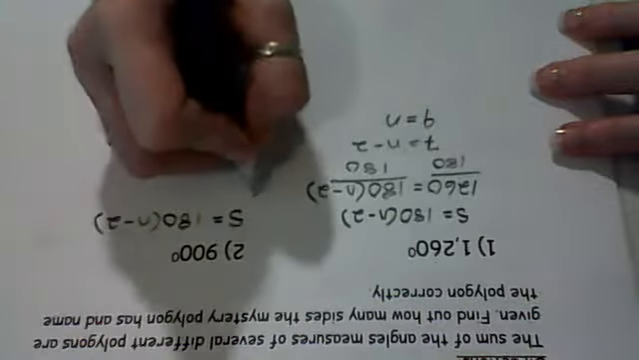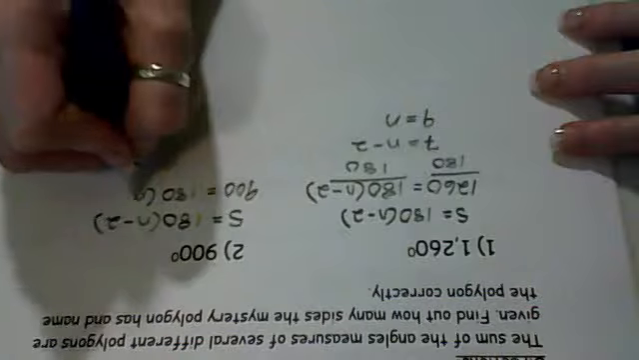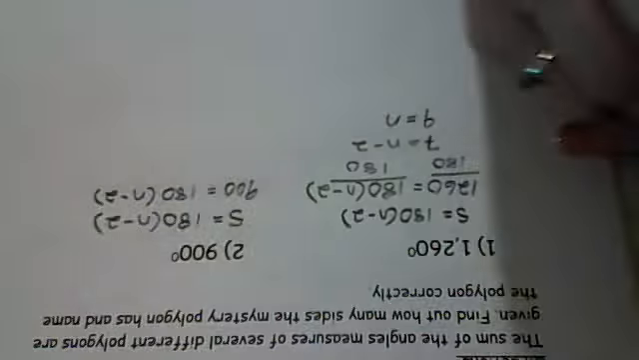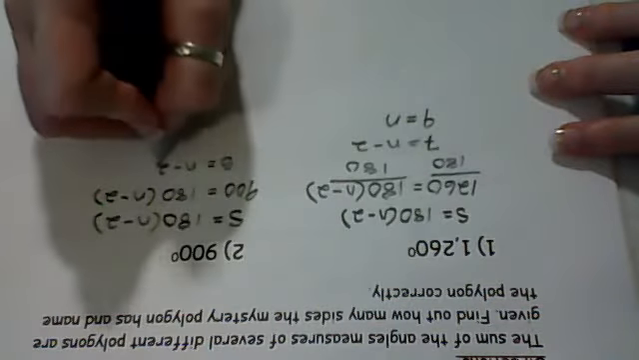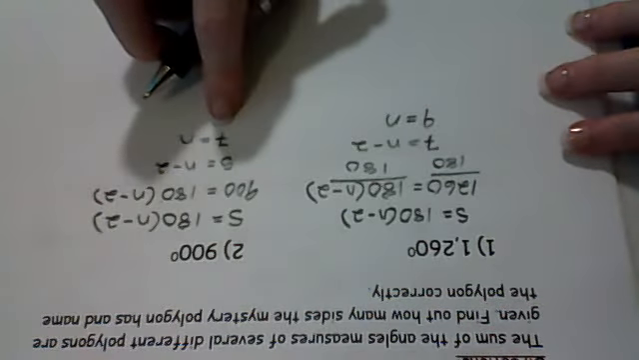Start with our formula, plug in what we know, divide by 180, and we get 5, so 7 sides, which makes it a heptagon.